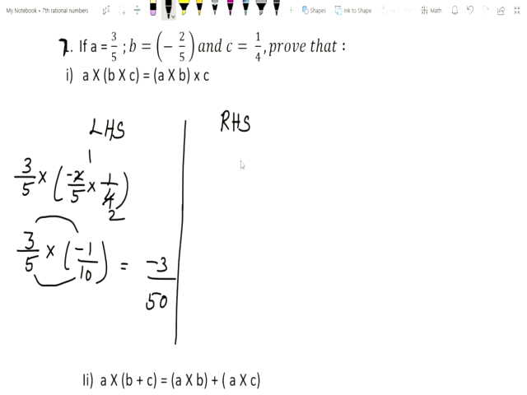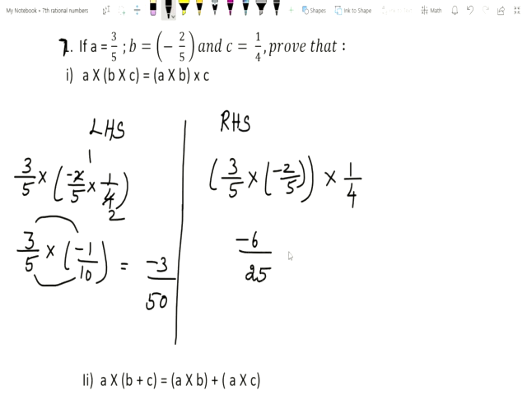Now right hand side, A into B into C. So what is the A value? 3 by 5 into minus 2 by 5 into C value 1 by 4. See here 3 5 2 5, there is no cancellation here, so directly multiply. Minus 6 by 5 5s are 25 into 1 by 4. 2 2s are 4, 2 3s are 6. So what will you get? Minus 3 by 50.